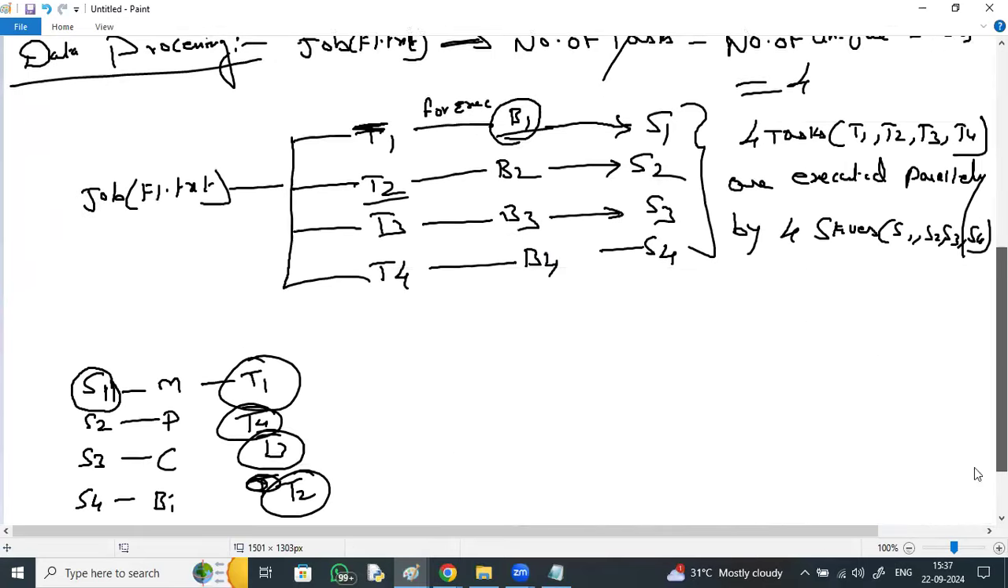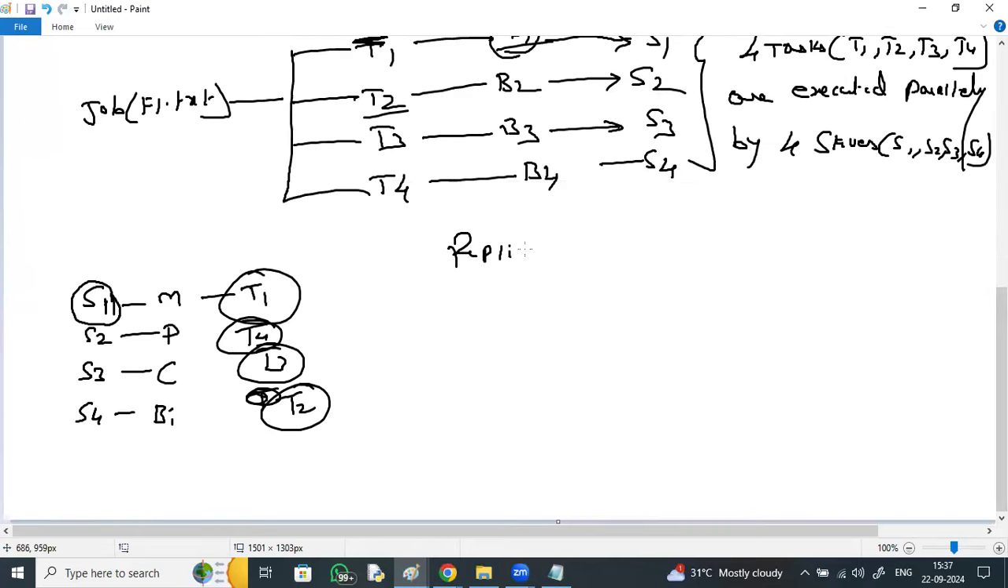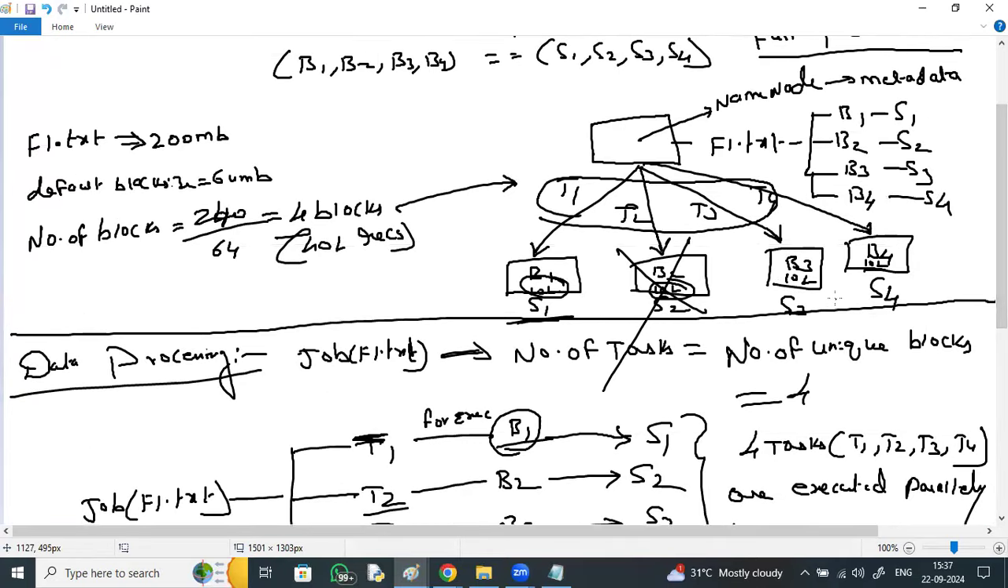So, replication and fault tolerance. Replication is nothing but duplication. Fault tolerance means if multiple tasks are executed by multiple slaves, if any one slave goes down, then the task of it has to be assigned to any of the other slaves. That process is called fault tolerance. Duplication means blocks will be duplicated so that even if one system is down and that block is lost, still the duplicated blocks are available.